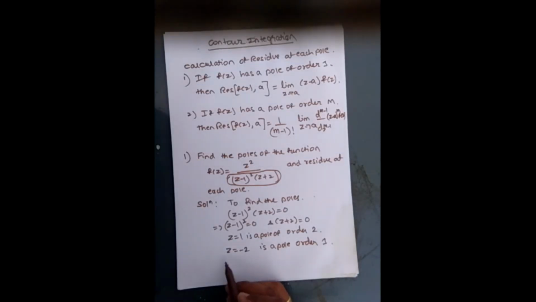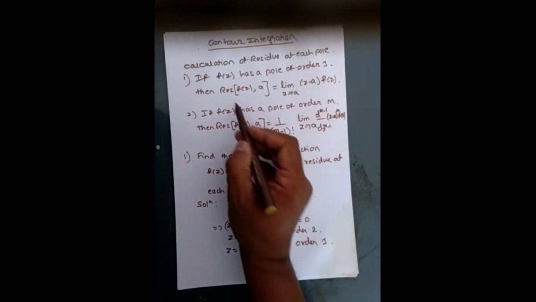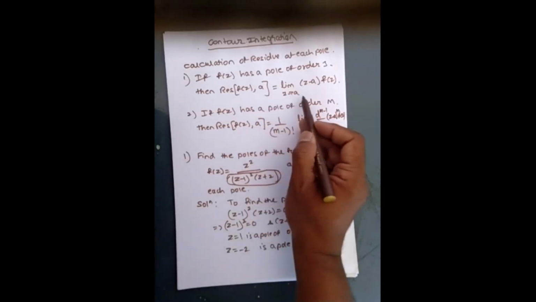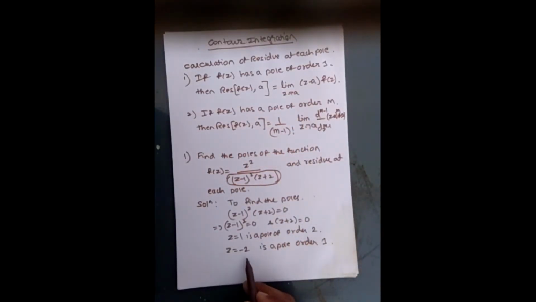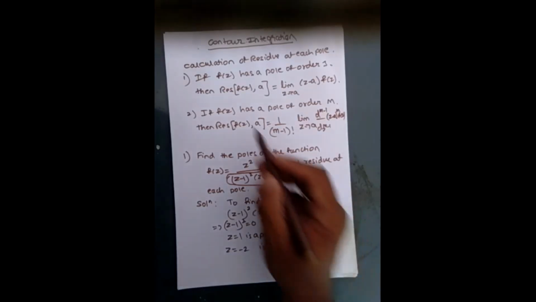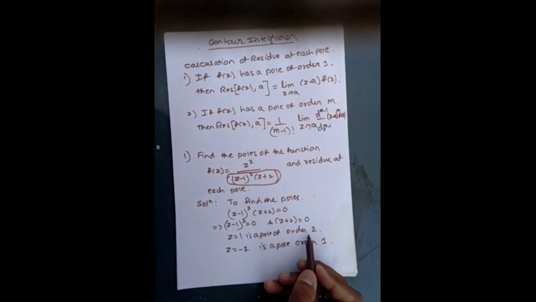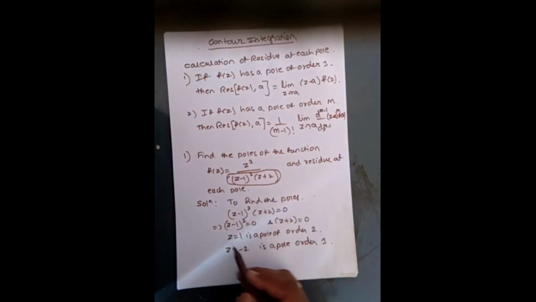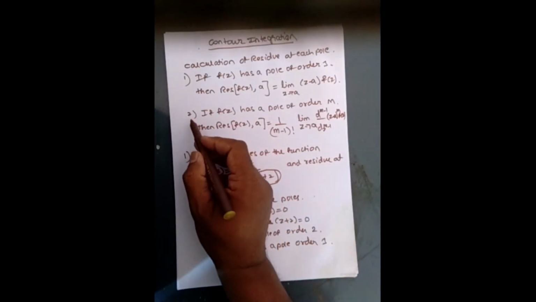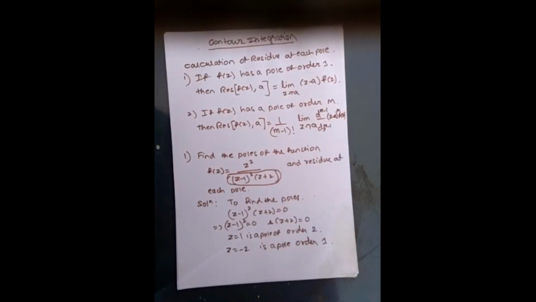So now see here, to calculate the residue at z is equal to minus 2, we apply the first formula because z is equal to minus 2 is a pole of order 1. For a pole of order 1, we calculate the residue by using this formula. Whereas z is equal to 1 is a pole of order 2, so we calculate the residue at z is equal to 1 by using the second formula. Okay, so now we calculate.